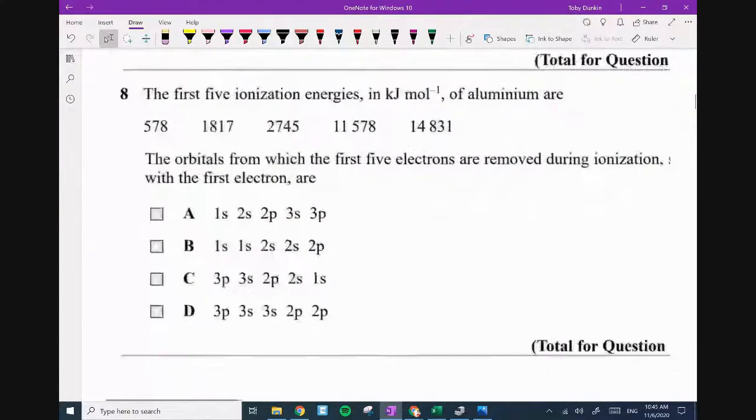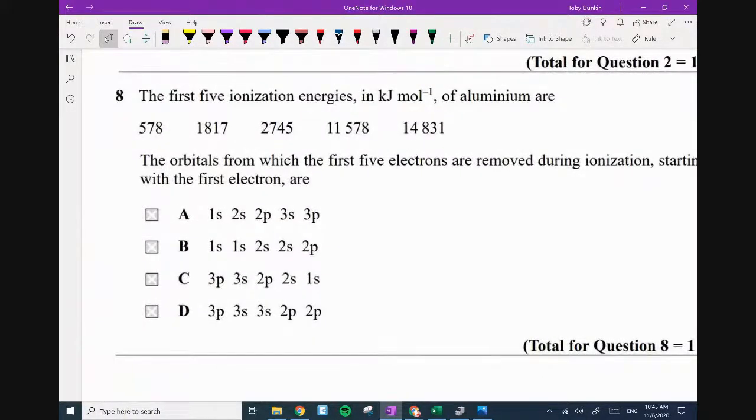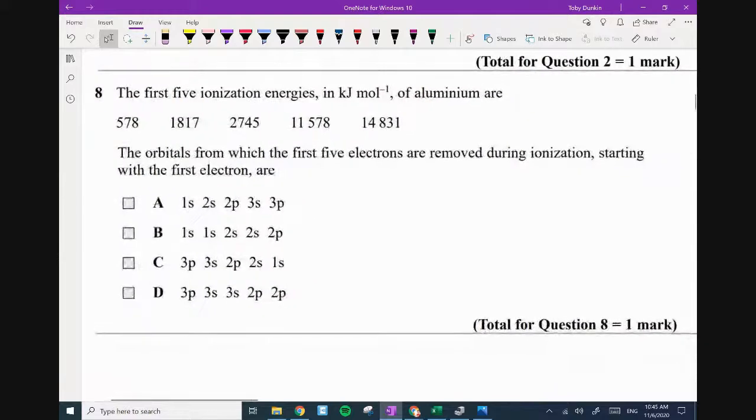Right, next. The first 5 ionization energies of aluminium are shown below. The orbital from which the first 5 electrons are removed during ionization starts with... Right, hang on a minute. Aluminium is element number 13. 13 electrons. 1s2. I quite like these pictures. I've never done these before.